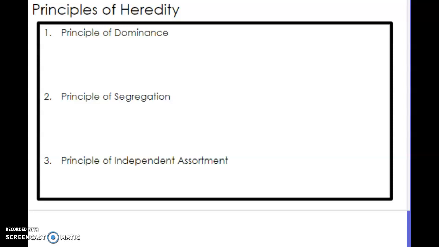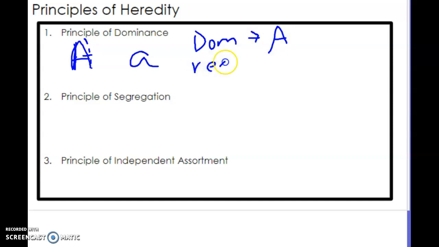So the principle of dominance is the very first one, and this states that some traits are more dominant than others. When you think of dominance, you need to think of one overpowering the other. We represent dominant traits with an uppercase letter and recessive traits with a lowercase letter. So we've got our dominant traits with our uppercase letter, and our recessive traits are going to be represented by a lowercase letter.